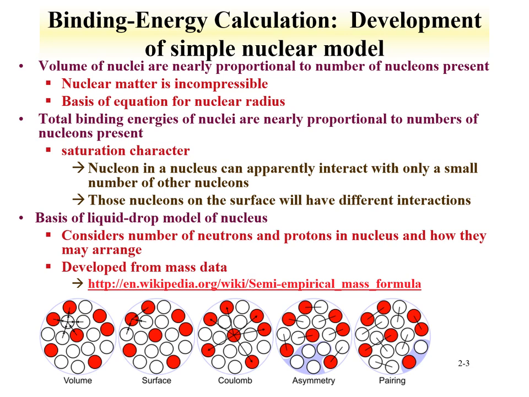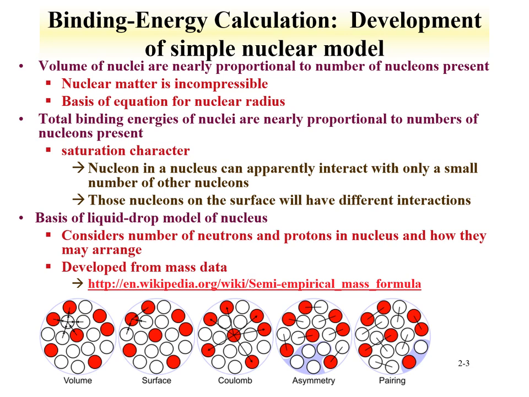Nucleons that are saturated, that have other nucleons around them, will have a different characteristic than those on the surface, because the surface nucleons don't have other nucleons around them. So we'll need to consider that term. All these together are the basis of the liquid drop model. It considers the number of protons and neutrons in a nucleus, and how they may arrange and interact. If we're going to talk about the liquid drop model of the nucleus, we tend to think spherical.